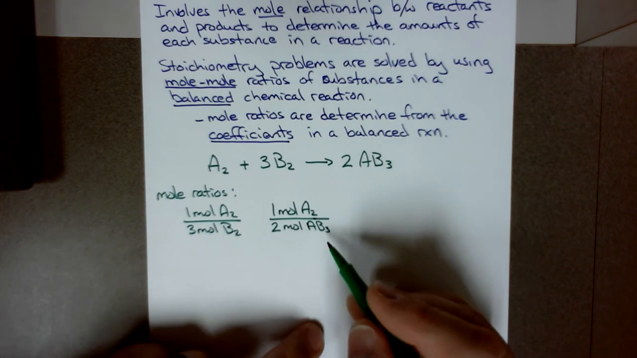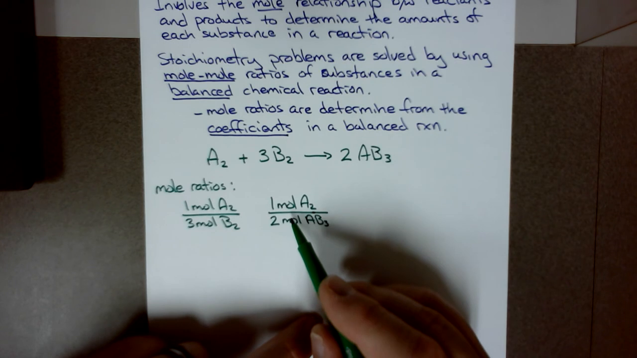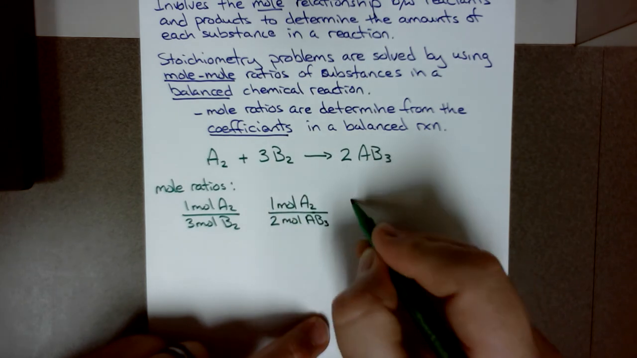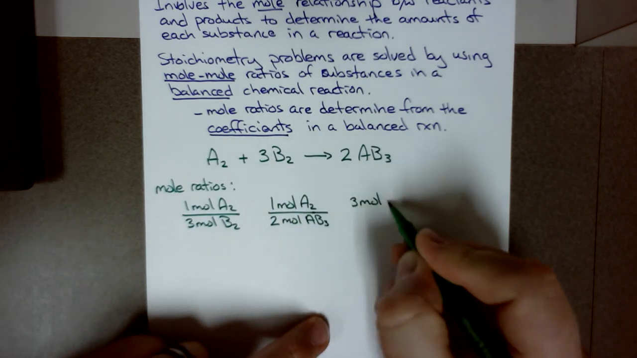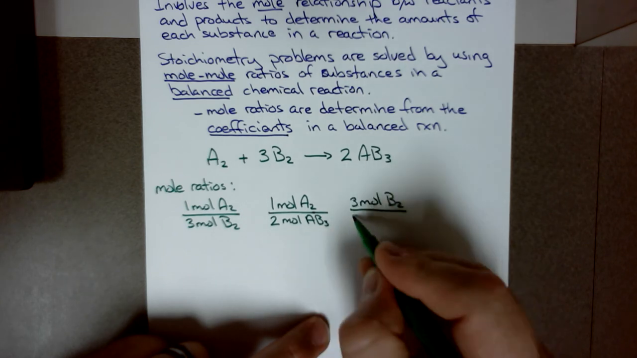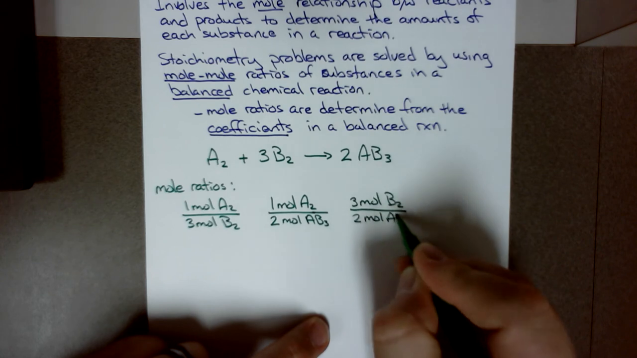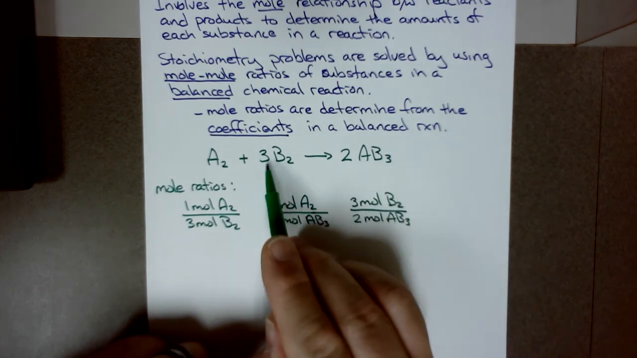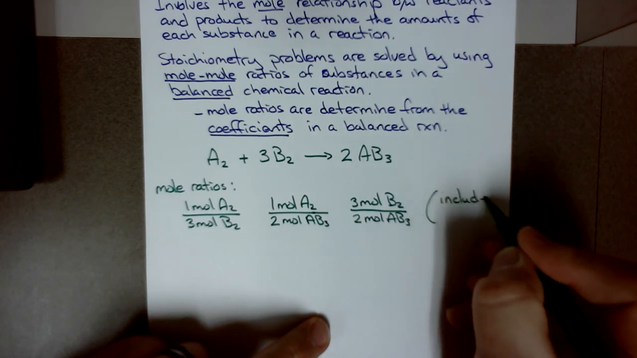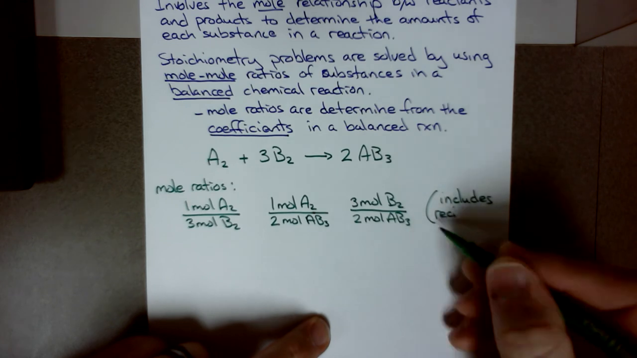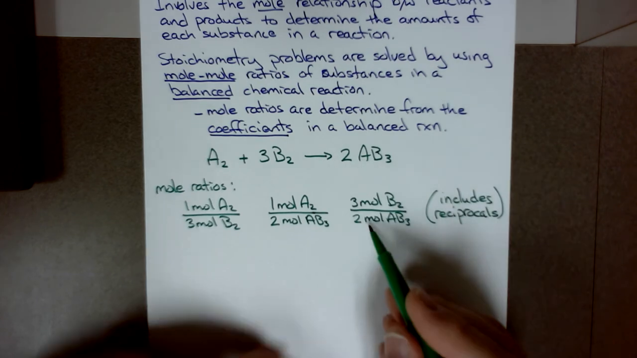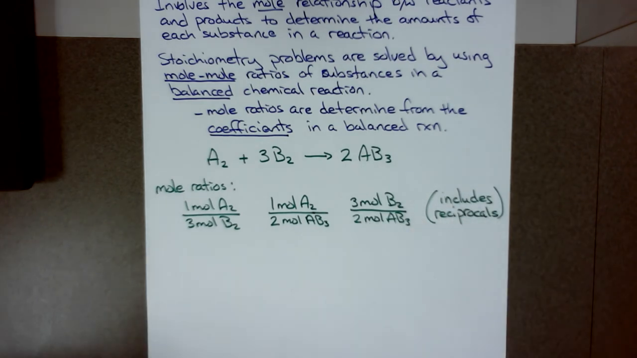And we can also have the reciprocal of that one. And then we have 3 moles of B2, so 3 moles of B2 when reacted will produce 2 moles of AB3. And so that's a 3 to 2 ratio. And then we also can include all the reciprocals, but I'm not going to write them all down. It gets too much. So you know what I mean. So I can have 2 moles of AB3 over 3 moles of B2.